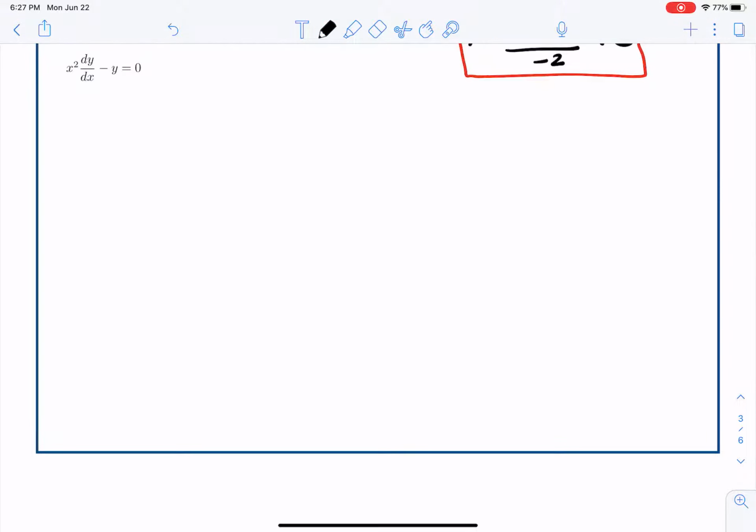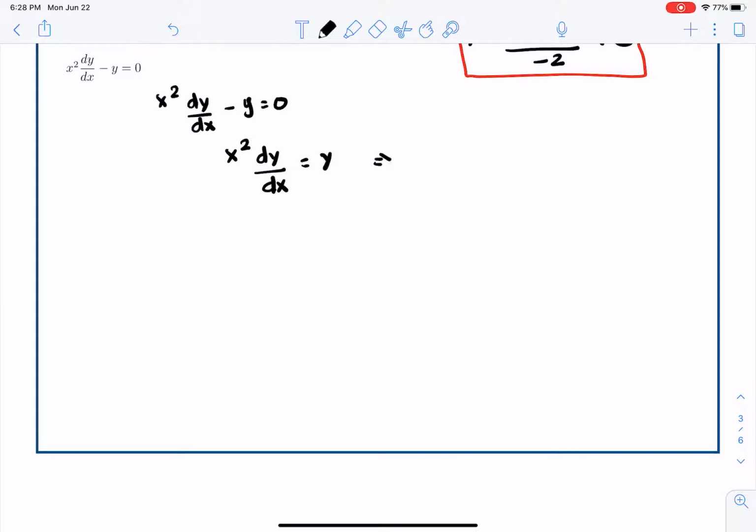So here we have a differential equation, x squared dy over dx minus y equals 0. Anytime we have a first order differential equation, the first thing to do or ask yourself is whether the differential equation is separable or not. If the differential equation is separable, then we can solve it very easily. So if I rewrite this, I could rewrite it as x squared dy over dx is equal to y.